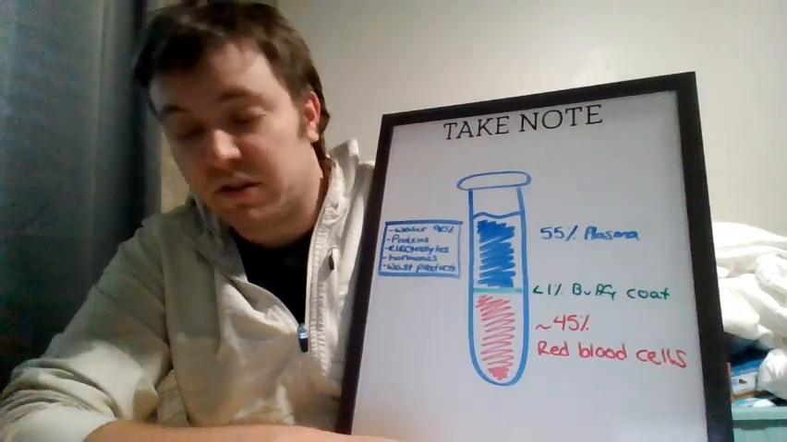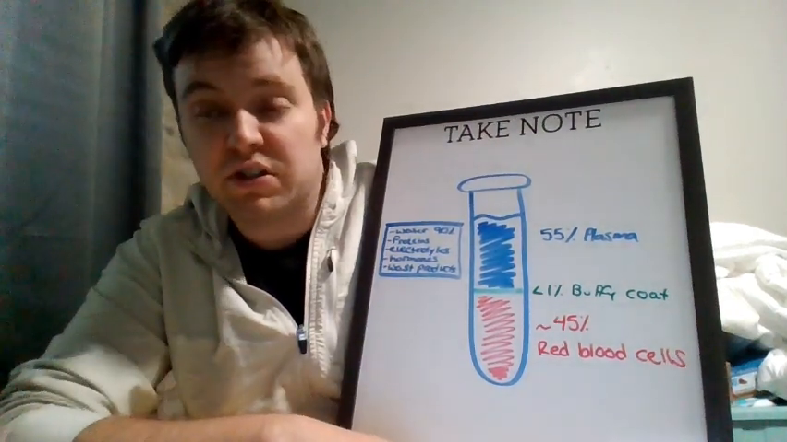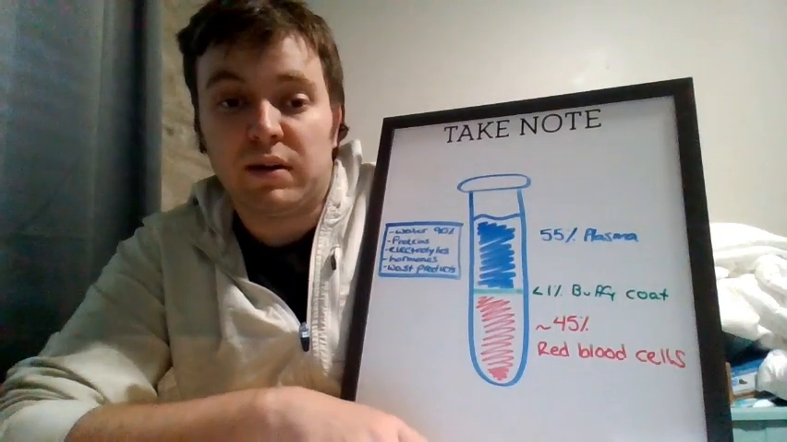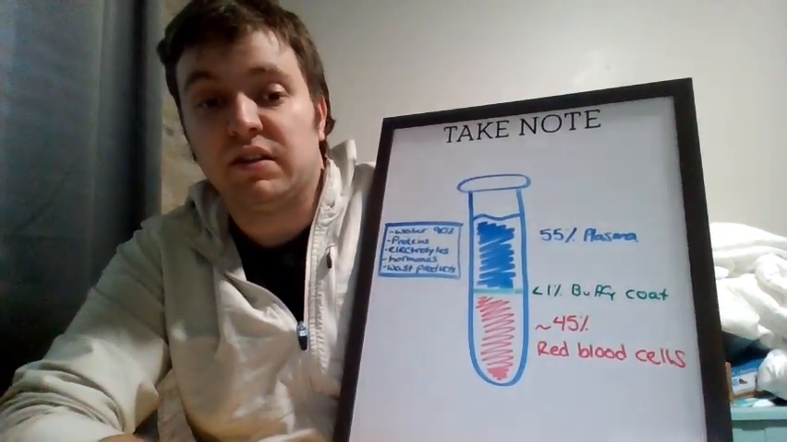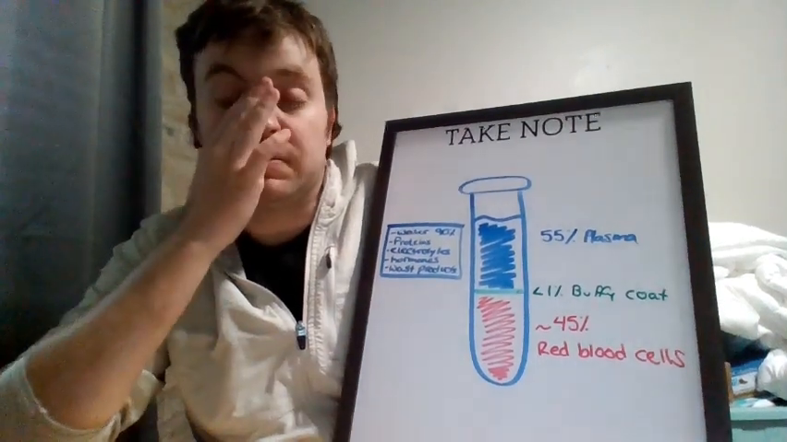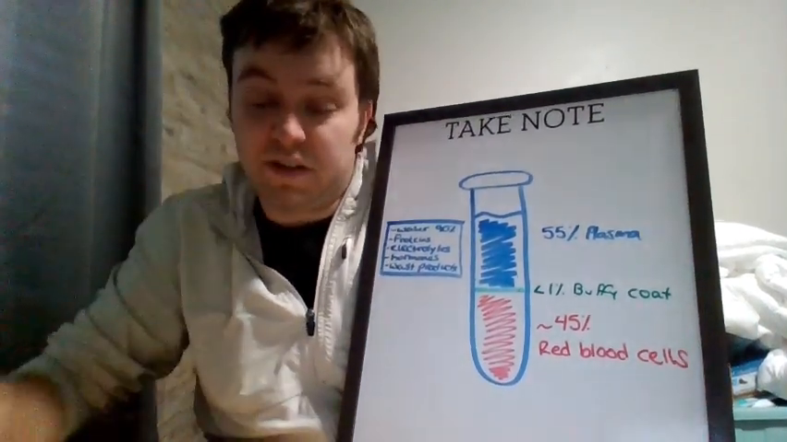So the formed elements include red blood cells, which carry oxygen, and white blood cells, which defend against infections, and platelets, which help with blood clotting. So that is your blood composition.